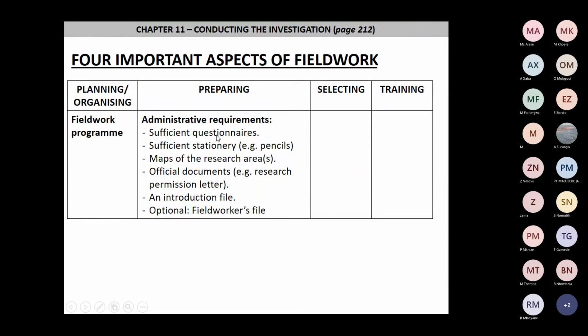So if the study says the sample size is 500 students, sufficient questionnaires won't be 500. So you need to print a little bit more. Maybe 550 in case you make mistakes and so on, or you want to use others as pilot study. So you always print enough. The word sufficient does not mean equal to sample size. So you just put that at the back of your head every time there.